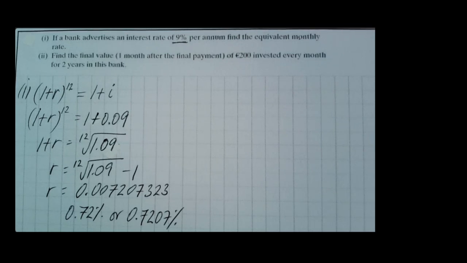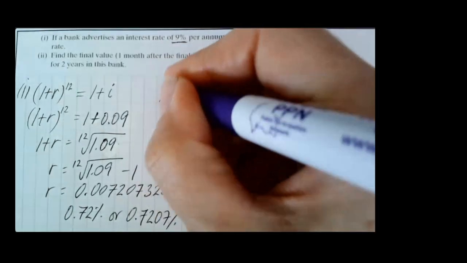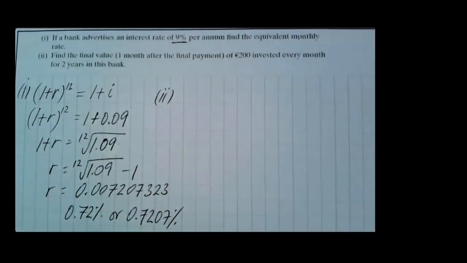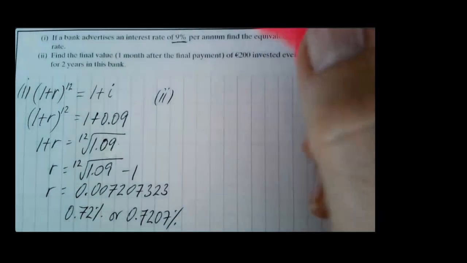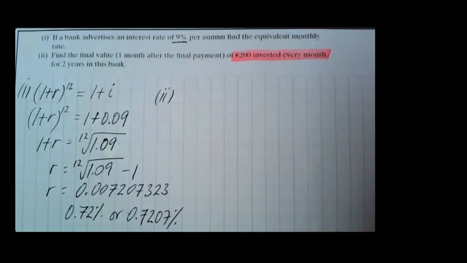We'll do the 0.7207%. So the decimal, then, is going to be 0.007207. Okay. Part 2. Find the final value 1 month after the final payment of €200 invested every month for 2 years in the bank. So just to do that double check on the rate, you see we've got a monthly investment.